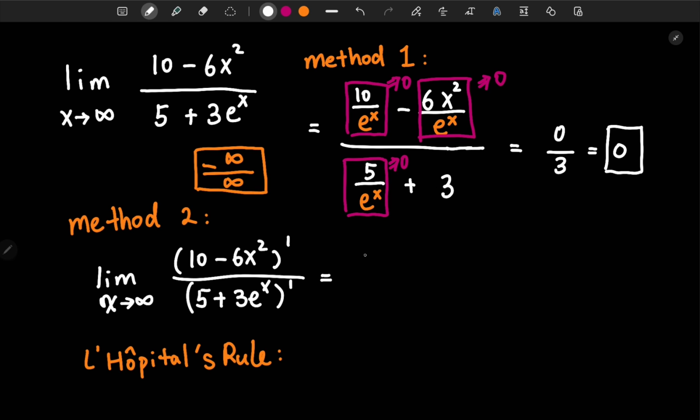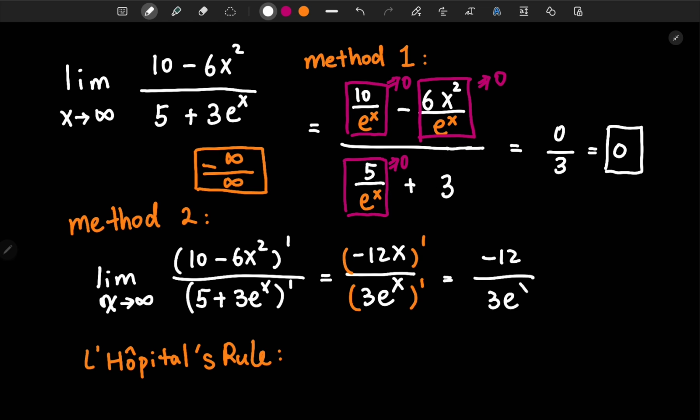Okay, we take the top derivative, which gives us negative 12x over the bottom, where we have 3e to the x. Here we still have negative infinity over infinity, which means we can take the derivative again. And taking the derivative of the bottom again, we would get negative 12 over 3e to the x.